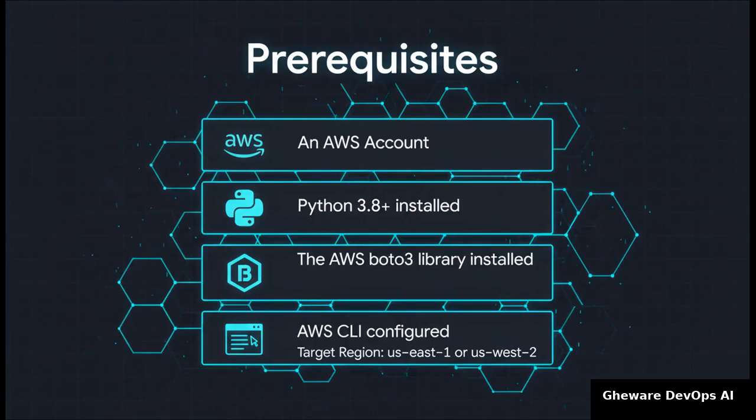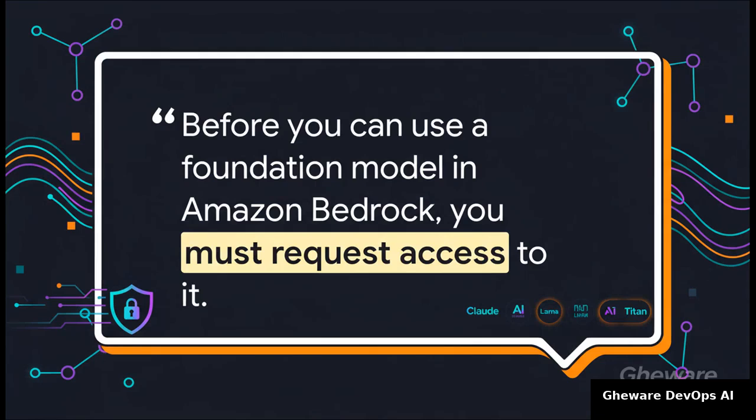Okay, let's do a quick prerequisite check. We're going to move fast here. I'm assuming you've got an AWS account. The free tier is totally fine. You've got Python, you've installed the Boto3 library, and you have your AWS command line tool configured. Oh, and make sure you're targeting either US East 1 or US West 2, because that's where all the models live.